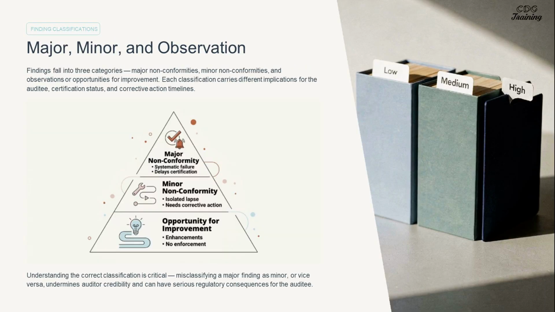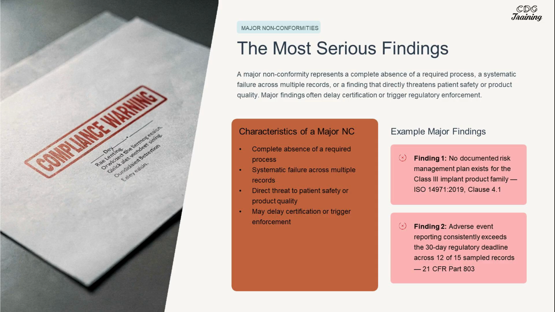Understanding the classification of findings is crucial. Major, minor, and observation classifications each carry different implications for the auditee, affecting actions and consequences. Major nonconformities represent significant lapses in required processes, often delaying certification or triggering regulatory enforcement. They are the most serious findings and require immediate attention.